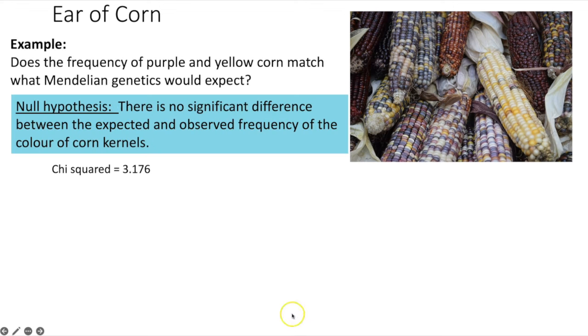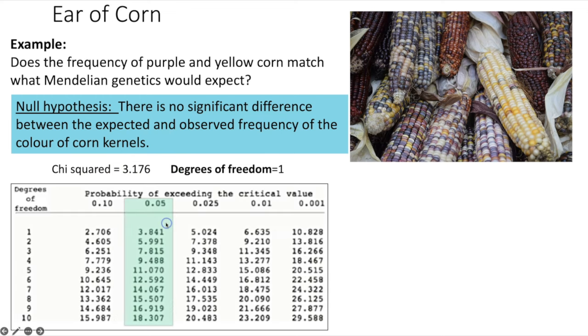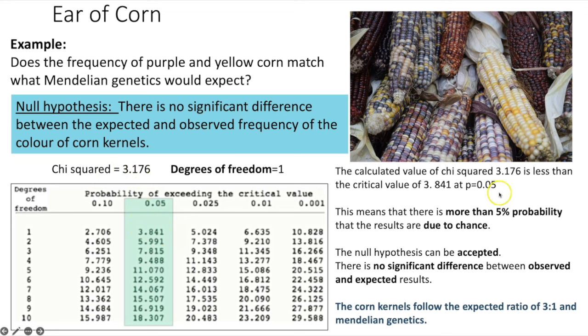So what we would then need to do is calculate the chi-squared, but I'm actually jumping straight to the result here so you can see how we'd use this as a conclusion. So our null hypothesis would be, for this example, there's no significant difference between the expected and observed frequency of the colour of the corn kernels. The chi-squared value was then calculated to be this. We've got 1 degree of freedom because there were 2 categories. So if we read across to 1 degree of freedom at p equals 0.05, that means our chi-squared value is lower than the critical value.